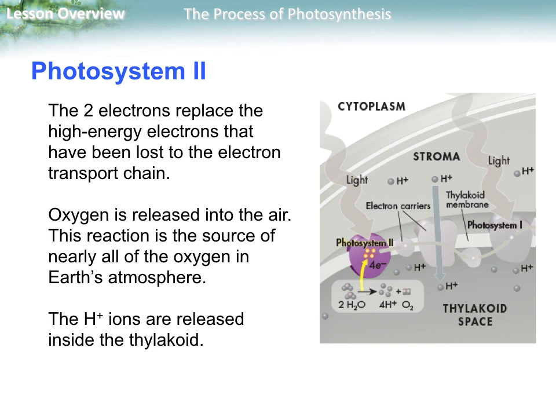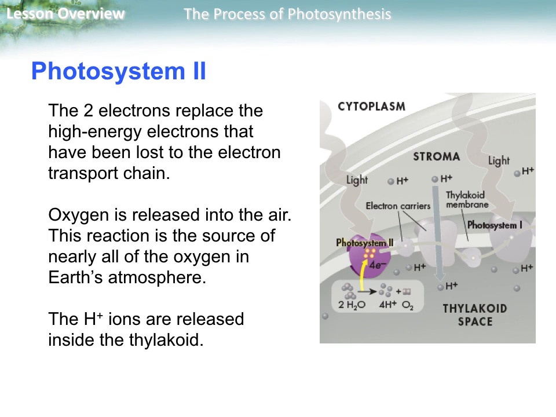So 2 electrons replace the high energy electrons that have been lost to the electron transport chain, and oxygen is released into the air. This reaction is the source of nearly all the oxygen in the Earth's atmosphere. So the fact that you have air to breathe, this is the step that's responsible for you having air to breathe. The hydrogen ions are released inside the thylakoid. So you see all the hydrogens that are floating around here.